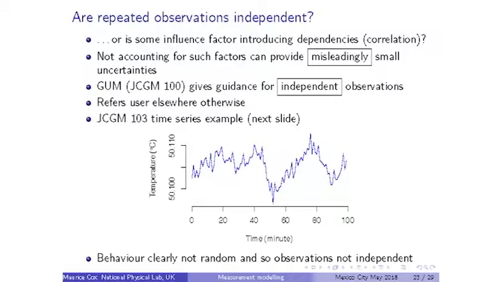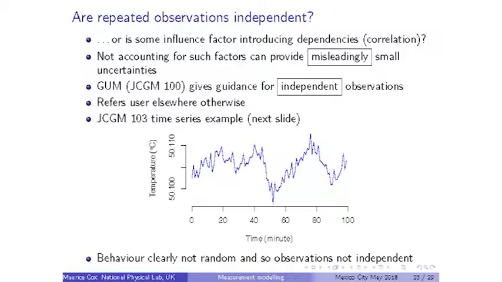The diagram below indicates some 100, I think, points connected by straight lines just for visualization purposes, of the temperature of a thermal bath. The thermal bath is controlled in temperature and to lie in a certain interval. The behavior is clearly not random. It has some randomness associated with it, but it's not purely random. And so the observations are not independent.